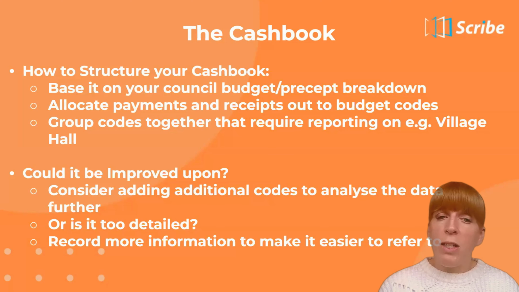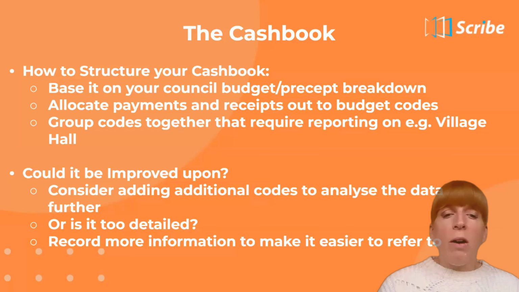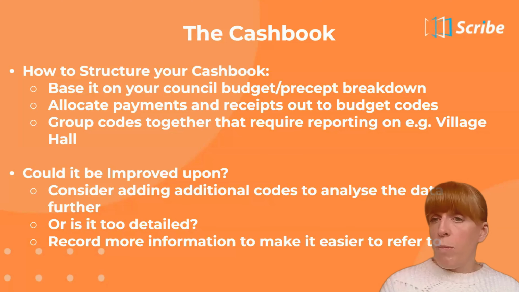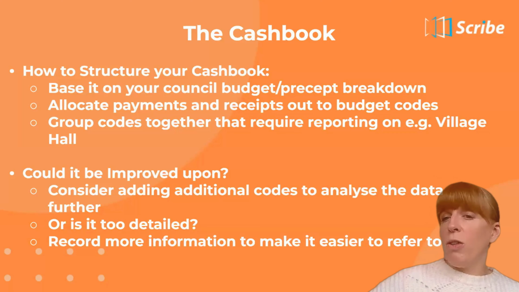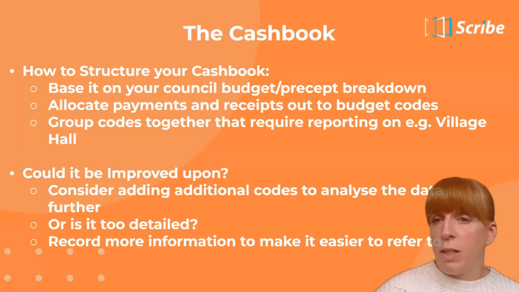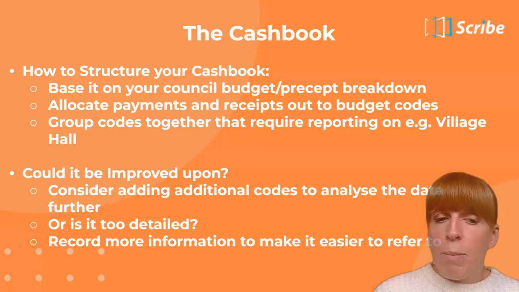Also think about grouping codes together, so that if somebody says, how much is it costing us to run the village hall, you can run a report very easily that shows the income versus the cost, and all that information's there. How could you improve it? Is it not detailed enough? Is it at a very broad level? Could you break it down a bit more? Or is it too detailed? Has every budget line code you could ever think of been set up under the sun, and it's a great long list of information that isn't really relevant anymore? Could you summarize it a little bit?